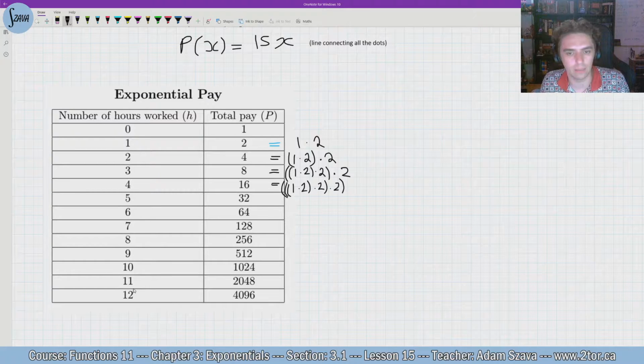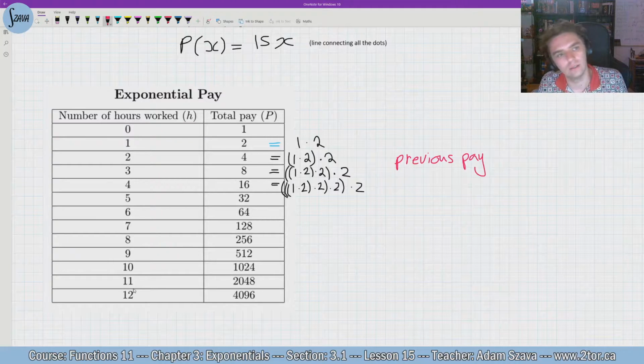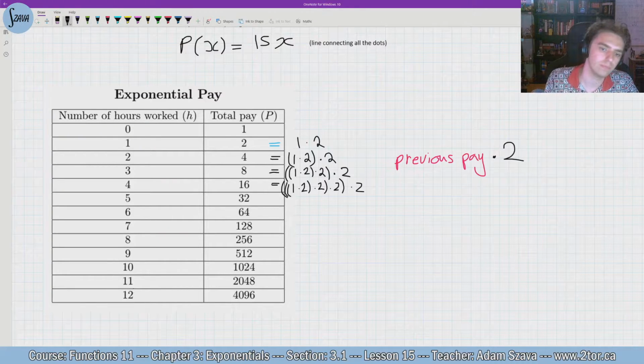Now it's going to get a little messy, because I have a lot of brackets. Brackets actually don't really do anything here, but the reason I'm using brackets is I want to emphasize that the thing in the bracket is the previous pay. So essentially, for all of them, it's the previous pay times 2. Remember, dot is 2. So previous pay times 2. And that totally works.